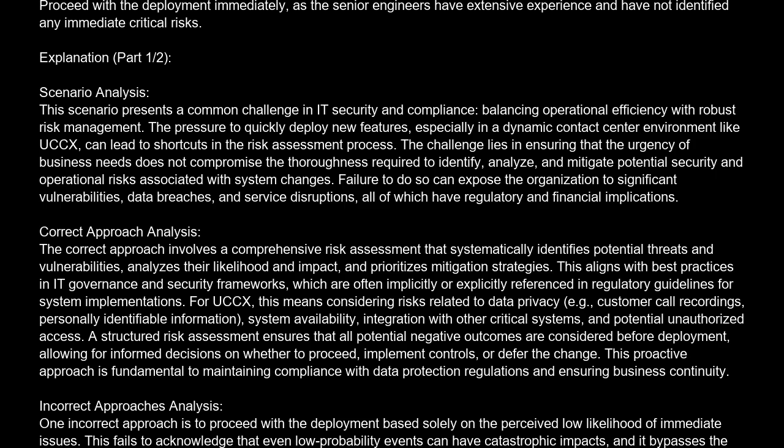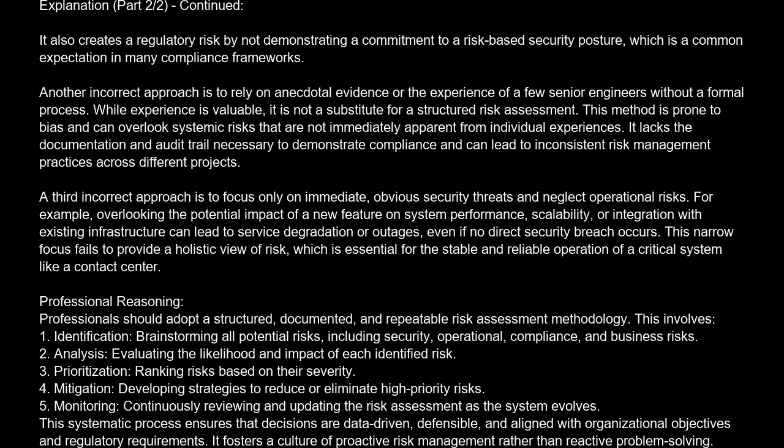Incorrect approaches analysis. One incorrect approach is to proceed with the deployment based solely on the perceived low likelihood of immediate issues. This fails to acknowledge that even low-probability events can have catastrophic impacts, and it bypasses the due diligence required to identify less obvious but significant risks. This approach is ethically questionable, as it prioritizes speed over the safety and security of customer data and system integrity. It also creates a regulatory risk by not demonstrating a commitment to a risk-based security posture, which is a common expectation in many compliance frameworks.